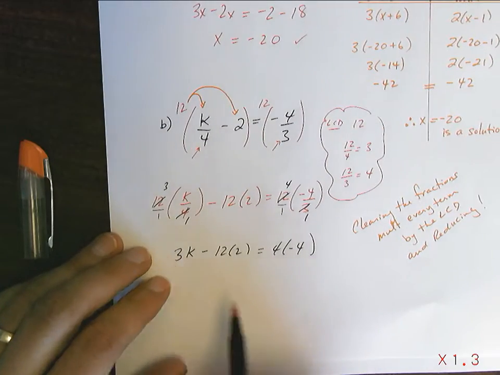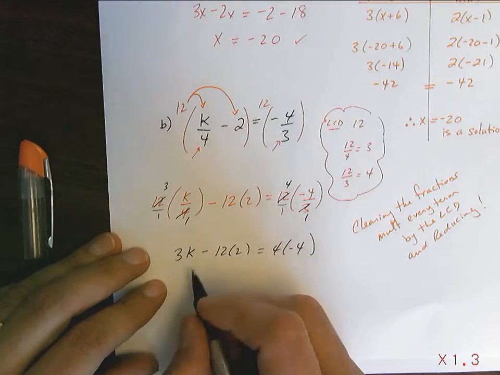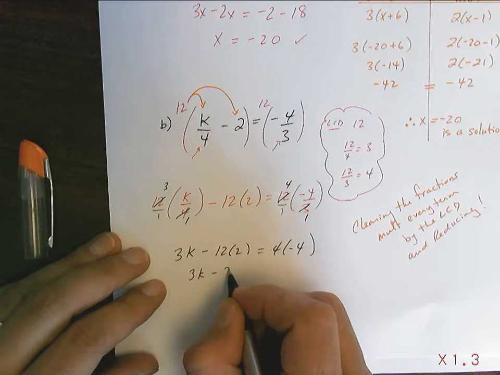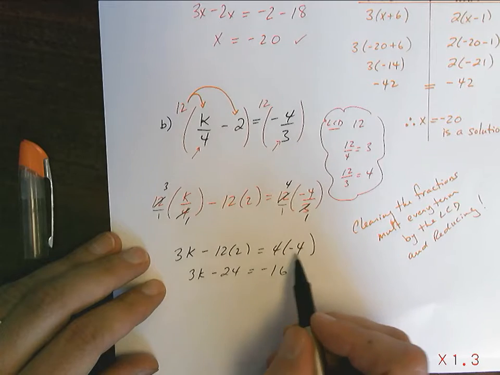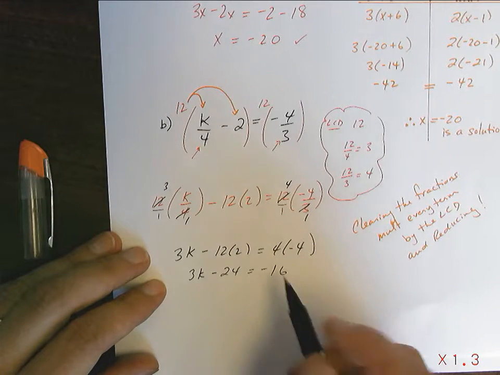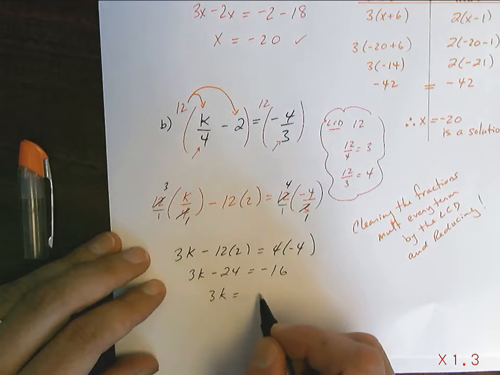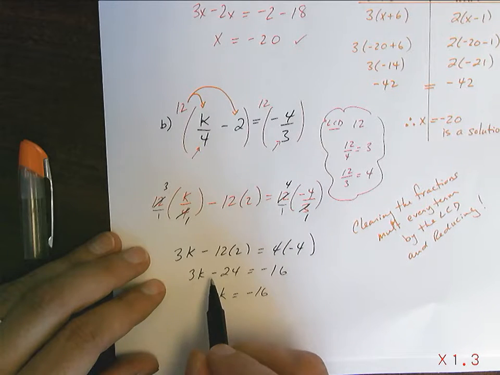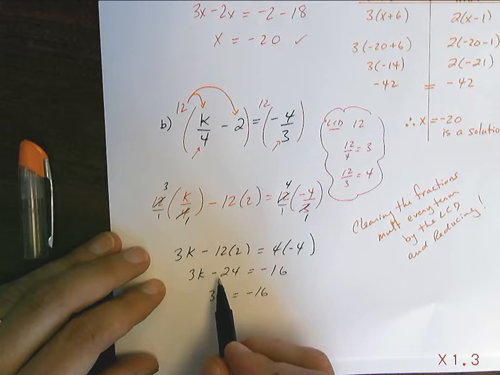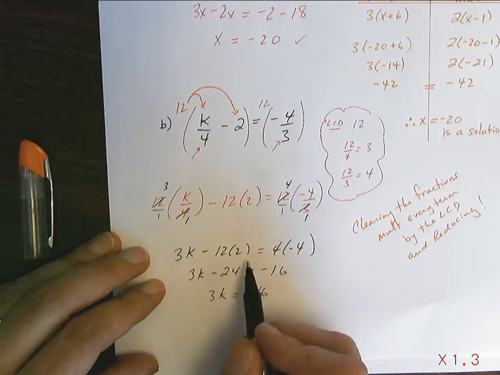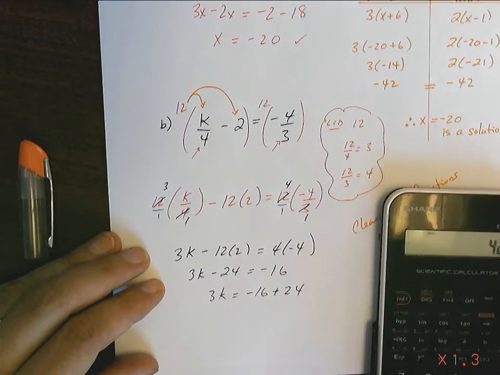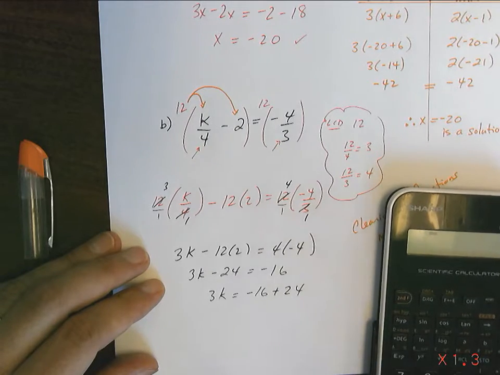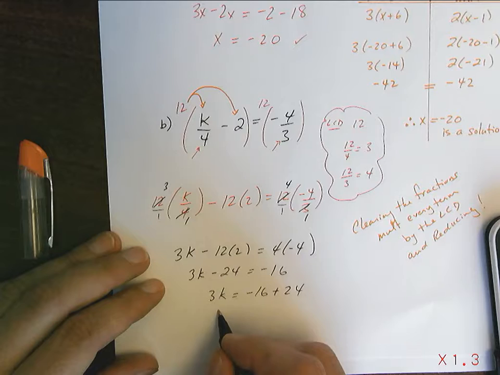What we have now is we're going to solve this. So I've got 3k minus 24 equals negative 16. Please don't say negative 8. That would be a silly mistake. To get rid of the negative 24 on this side, I would add 24. Therefore, that'd be gone. But I've got to add 24 over here. And again, why chance it? Why not make sure we get the right answer? 24 minus 16 is 8.